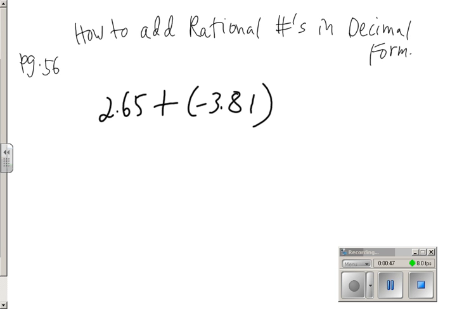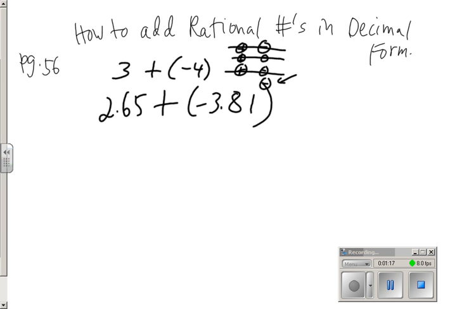So what we really have to do is first estimate what our answer would be. And that will help us figure out how we're going to solve this. Well, if I think about 2.65 as being roughly 3, and negative 3.81 as being negative 4, I can say, I'm adding positives and negatives. What do I have more of? Well, I have more negatives, which means if I was to model it, there's 3 positives and 4 negatives. How many more do I have? I have 1. So my answer for this would be negative 1. So my estimation for this particular question is negative 1.